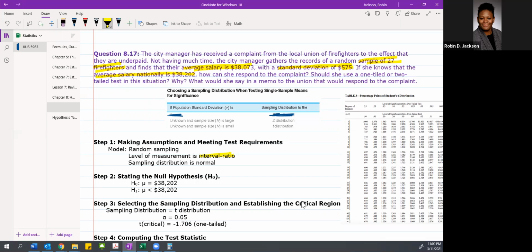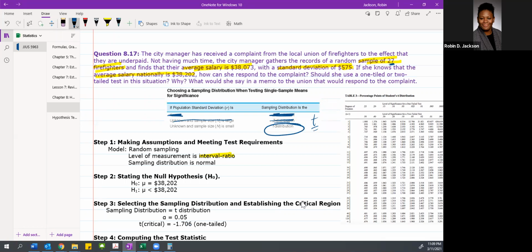So let's go ahead and go back to figuring out which distribution we need to use. Now, remember I said it's a sample of 27. That's a small sample, okay? So we come over here and we see the sample is large. Nope, it's not, it's small. So we know we're not using this and we're not using the Z distribution. So we've got to use a T distribution. Okay, so we know that T is what we're looking for.